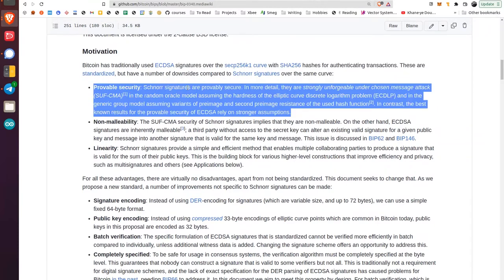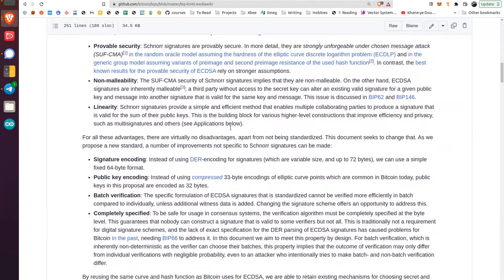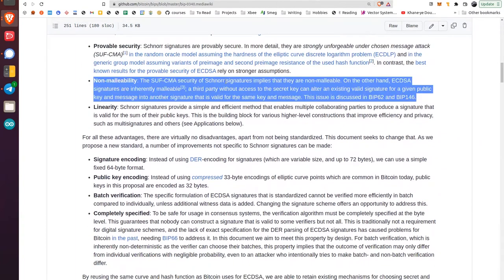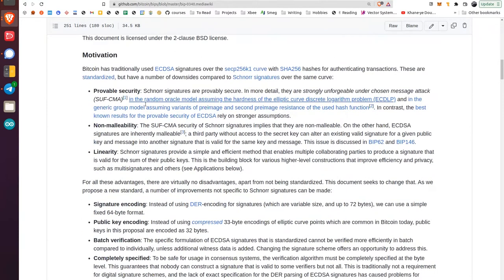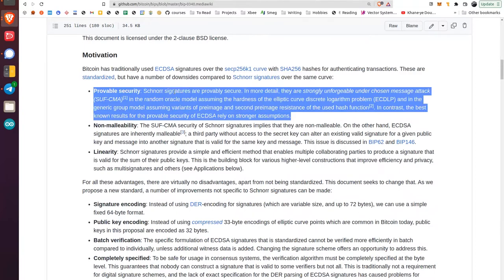They're provably secure, unlike ECDSA, is my understanding. Stronger assumptions, which is kind of cool, so better security. They're non-malleable, which is fun. ECDSA signatures are malleable, which SegWit kind of fixed, but whatever. And then there's also this really fancy thing called linearity, which is what we're going to use for Taproot. This linearity property is the important one for Taproot. This other stuff is nice, like provable security is cool.